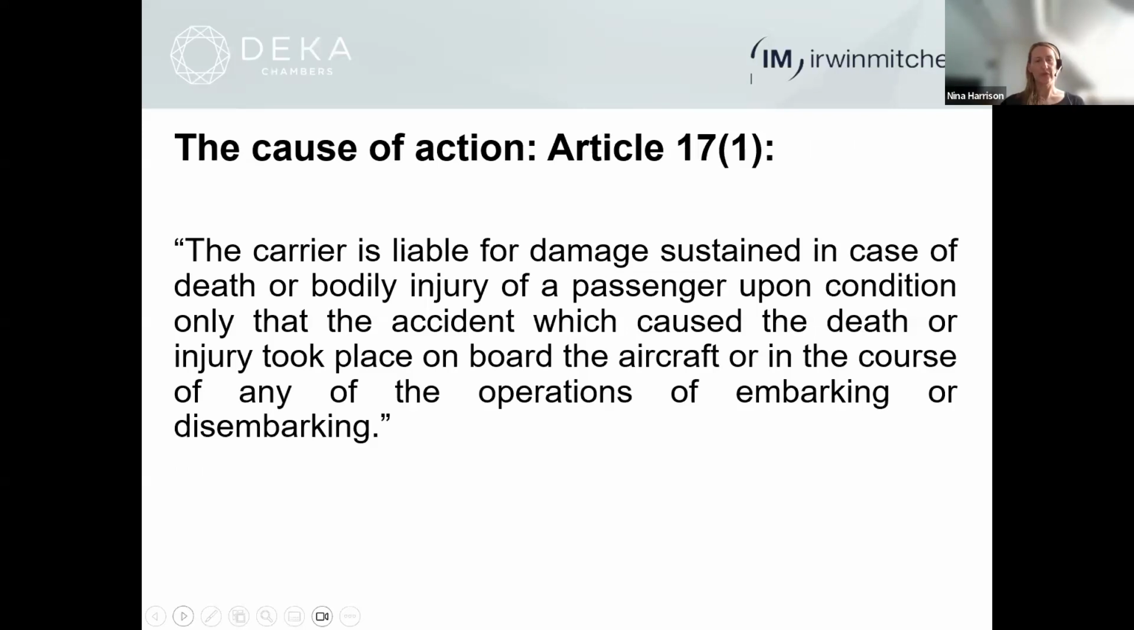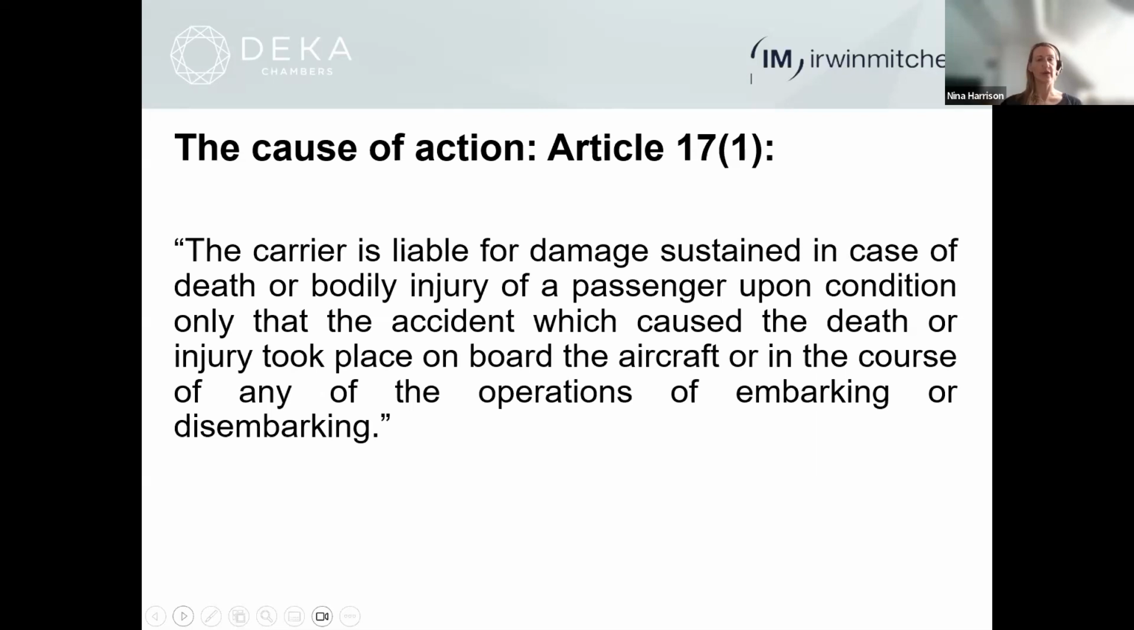Also, the cause of action, which we are going to talk about more today, and the word accident in Article 17.1. So Article 17.1 says that the carrier is liable for damage sustained in case of death or bodily injury of a passenger upon condition, only that the accident which caused the death or injury took place on board the aircraft or in the course of any of the operations of embarking or disembarking. So Sarah will say more on this in just a moment.